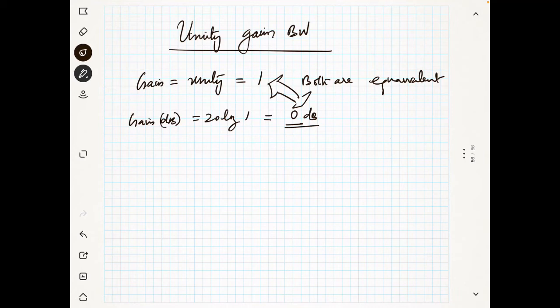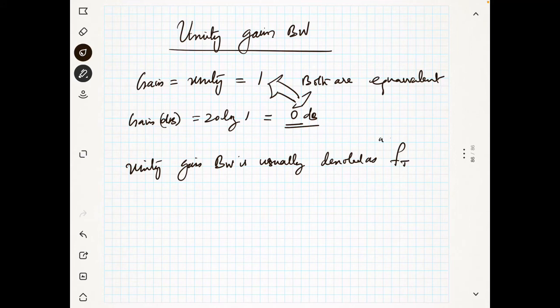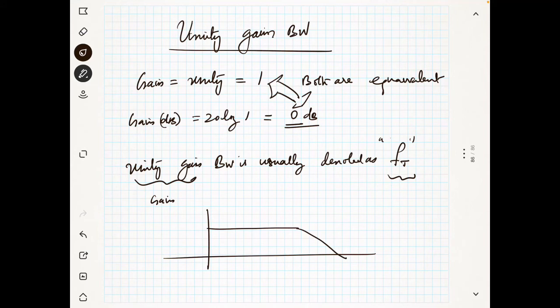Now with this notion I can say that if I know the unity gain bandwidth, it is usually denoted as FT. That is the notation for unity gain bandwidth. So unity gain bandwidth means what? The gain is unity and the corresponding bandwidth is FT. So if I talk like this, then this is the unity gain bandwidth.